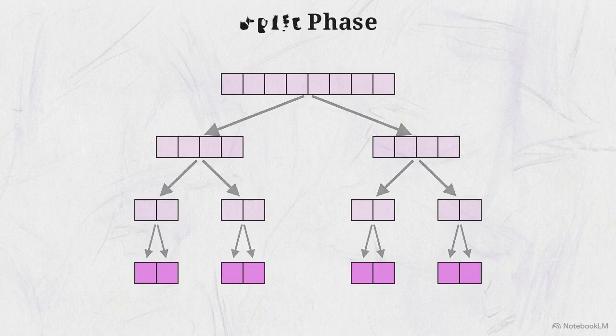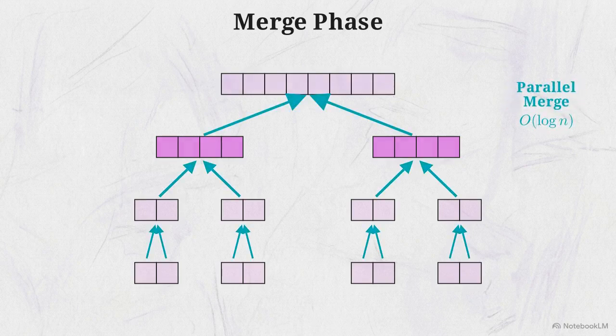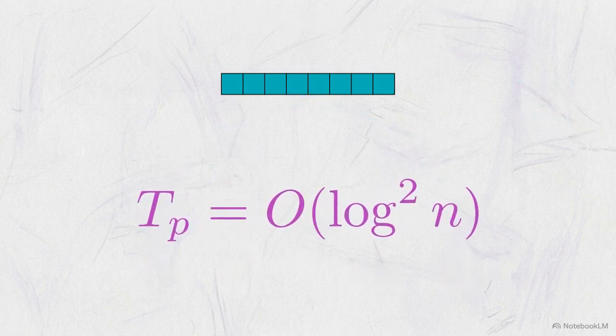The failure point occurs during the bottom-up merge phase. If your parallel processors utilize a standard sequential merge function to combine the arrays, that final root-level operation takes order n time, erasing the speedup you gained. The solution is to deploy a parallel merging algorithm at every single level of the tree. By doing this, the total parallel execution time plummets to order log squared n.